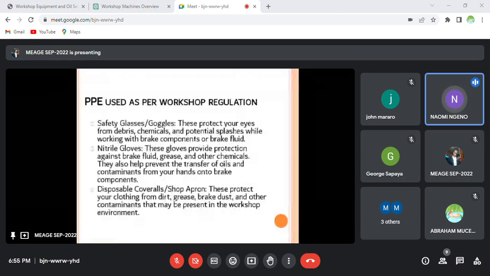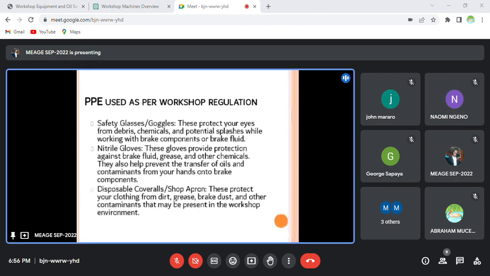Next is nitrile gloves. These gloves provide protection against brake fluid, grease, and other chemicals. This also prevents the transfer of oils and contaminants from your hands onto brake components. The third one is disposable coveralls or shop aprons. This protects your clothing from dirt, grease, brake dust, and other contaminants that may be present in the workshop environment. Thank you, Naomi.